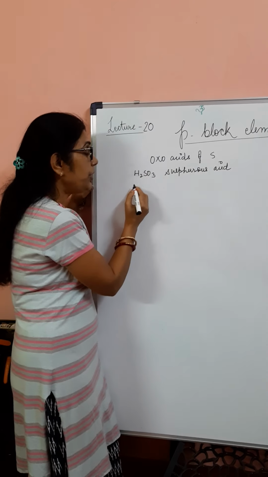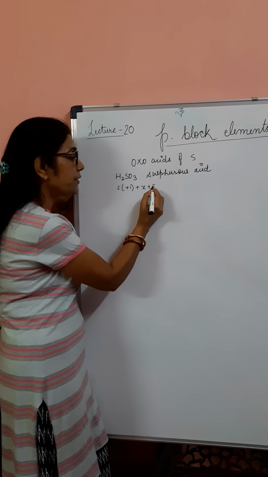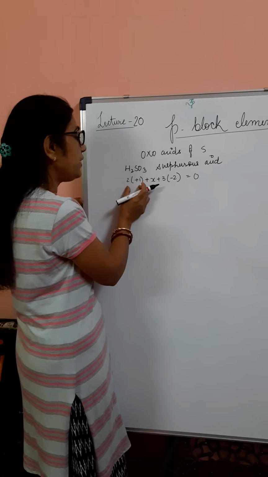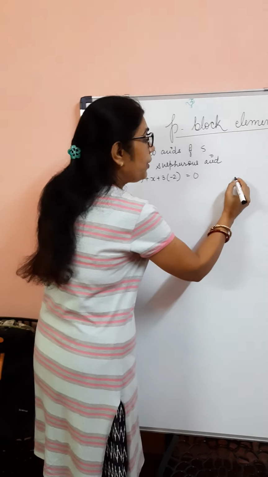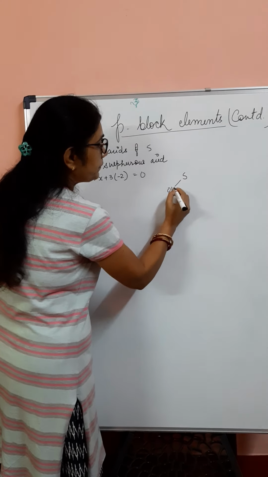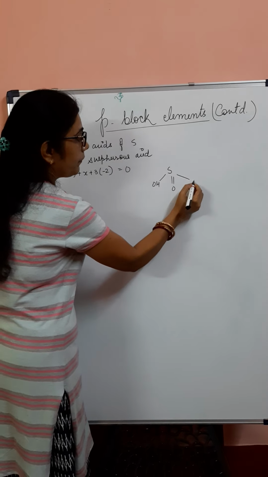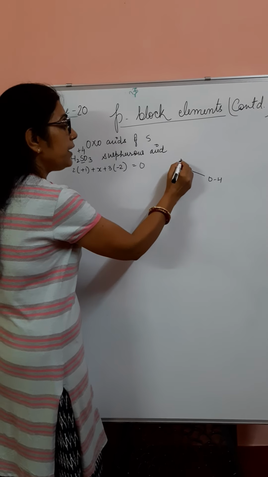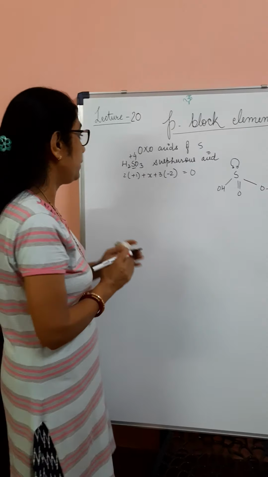Sulfurous acid, what will be the oxidation state in this case? 2 into plus 1 plus X plus 3 into minus 2 is equal to 0. So this is the way you are going to find out the oxidation state. So here minus 6 and here plus 2. So the oxidation state becomes plus 4. And the geometry or shape in this case will be, 2 hydrogen atoms are there, so H2S and O3, 3 oxygen atoms are there, and sulfur, its valence electron is 6, so one lone pair will remain over there.